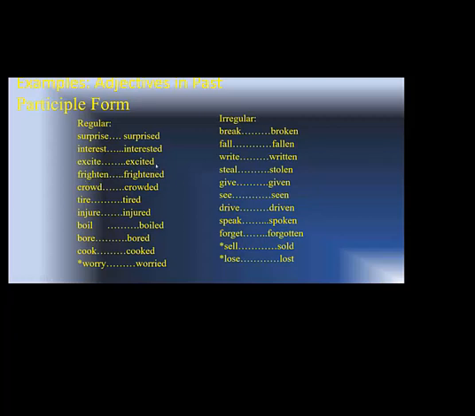So I am excited. I am interested in that book. I am frightened of that animal. But also it is the past participle of frighten. Irregular: break, broken; fall, fallen. It's the same, it's the past participle. But when it comes before a noun, it becomes an adjective. Given. The given question was hard, for example.